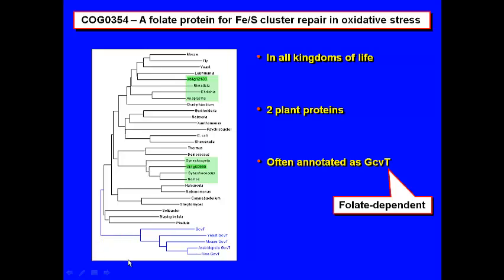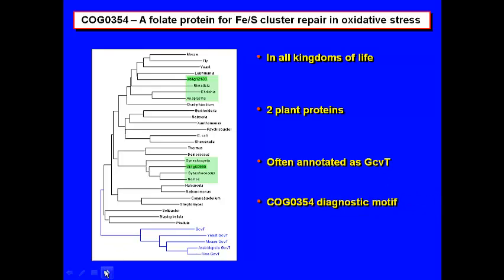And it's actually, thank goodness, very easy to tell this apart from GCVT because it's got a very characteristic motif that you can just use to say right away, is this a GCVT or is it a COG034? That much you could all tell by BLAST searching and a little bit of phylogenetic tree construction.